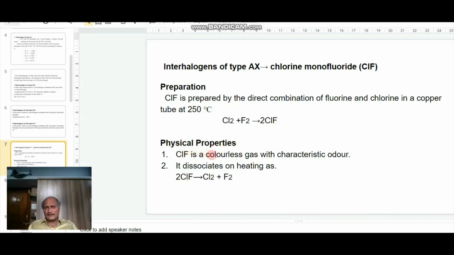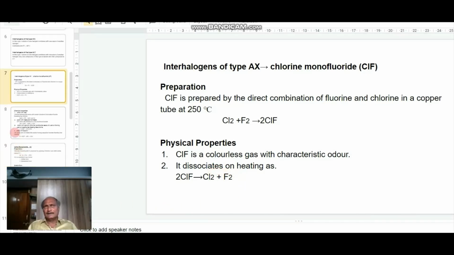Chlorine monofluoride is a colorless gas with a characteristic odor. It dissociates on heating into free chlorine and free fluorine, that is, when 2 moles of chlorine monofluoride are subjected to heating, it undergoes dissociation to give free chlorine, that is Cl2, and free fluorine, that is F2.